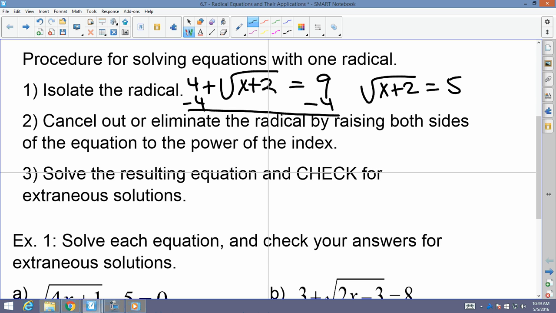Step 3, solve the resulting equation and check for extraneous solutions. You've got to check for extraneous solutions. What on earth is an extraneous solution? Well, we talked about that with absolute value. An extraneous solution is a solution that you get, but it doesn't work. So, for example, maybe the answers you get were 7 and negative 5. Those are answers, that's great. But when you plug those in, maybe the 7 doesn't work. That would be called an extraneous solution.